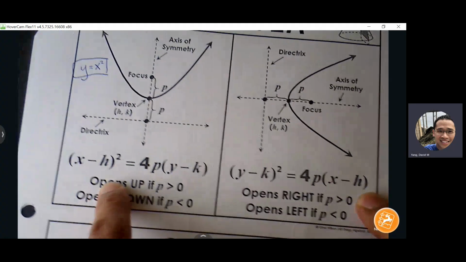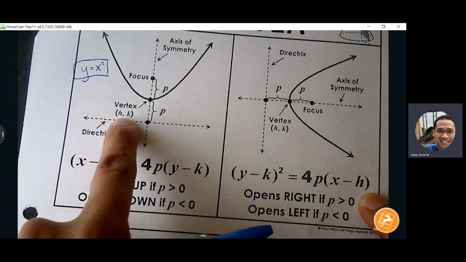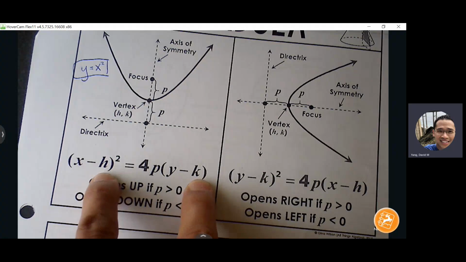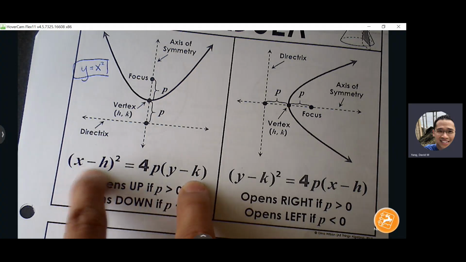Right. And then let me point out a few things here. Your vertex is your HK, so HK shows up in your equation. X and Y are variables, but H and K is your vertex. Your H always goes with the X and your K always goes with the Y.